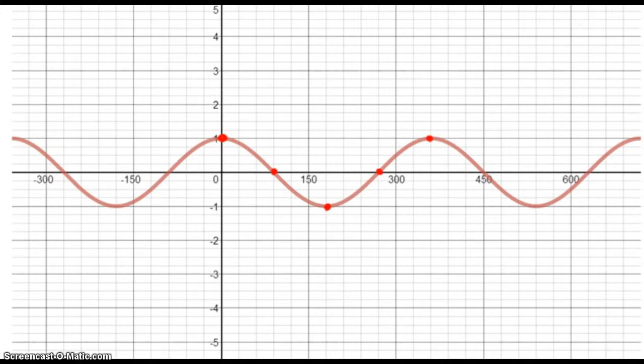We want to take our 5 key points, which are indicated, and shift them to the right 180 degrees and down 4. So each point in our graph, we will move it to the right 180 and down 4. Note that the scale on our horizontal axis is 30 degrees.